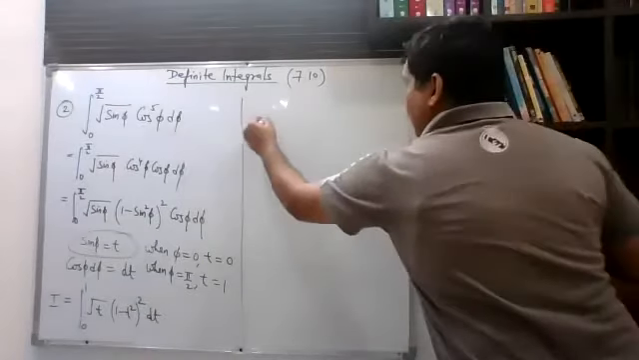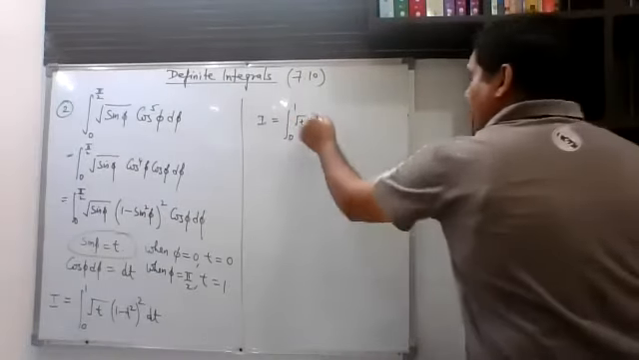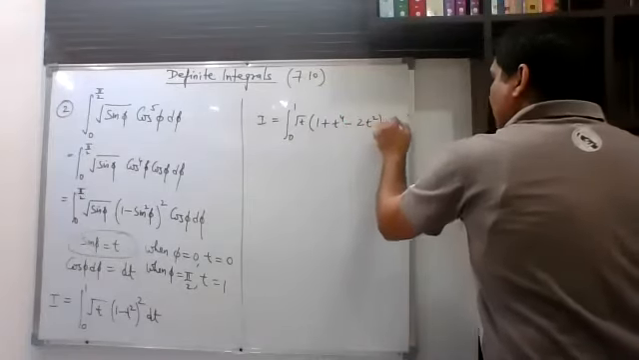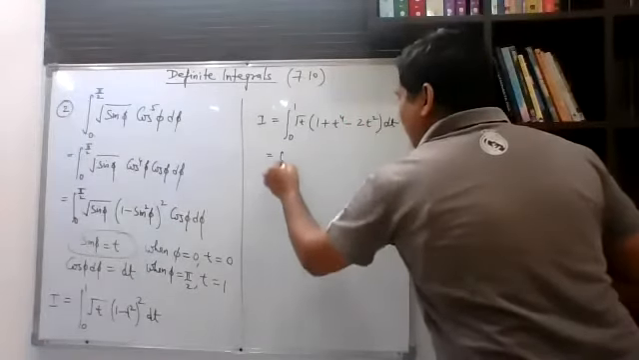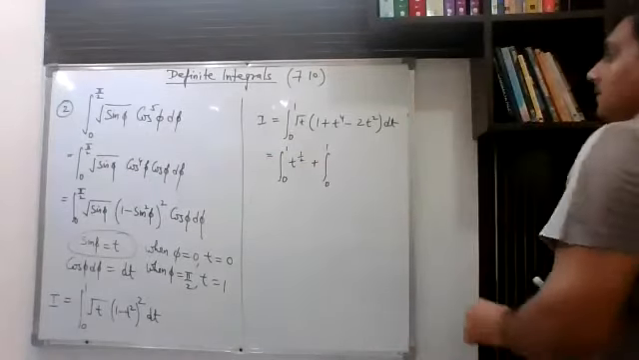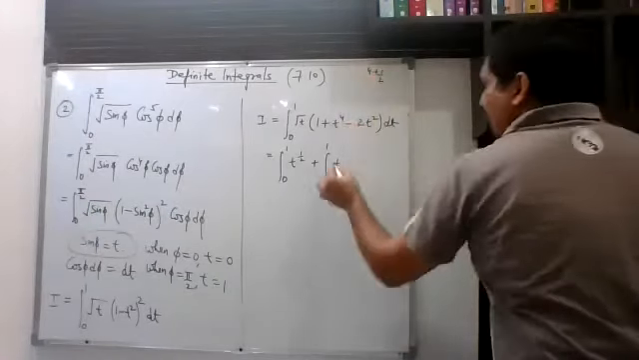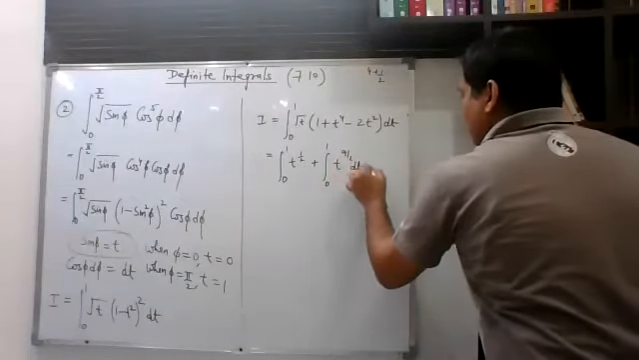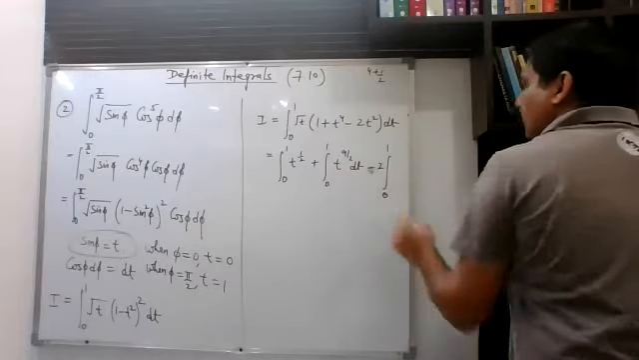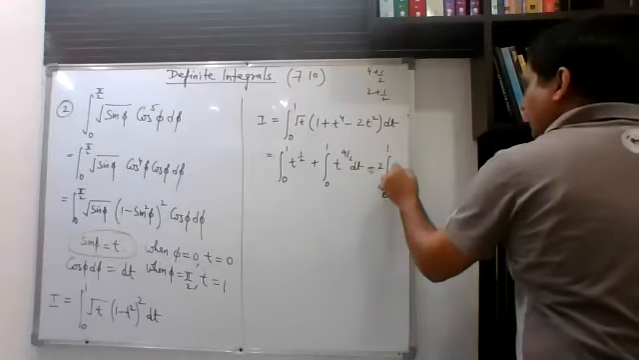So this can be written as the integral from 0 to 1 of the square root of t times (1 plus t to the power 4 minus 2t square) dt. Now let me multiply root t and split them also. So the integral from 0 to 1 of t to the power 1 by 2, plus the integral from 0 to 1 of t to the power 4 plus half, which is 9 by 2, dt, and the last expression will be the integral from 0 to 1, where I have to do 2 plus half, which will be t to the power 5 by 2 dt.